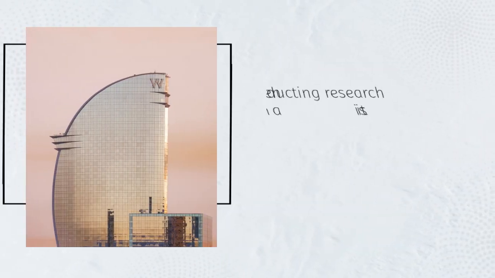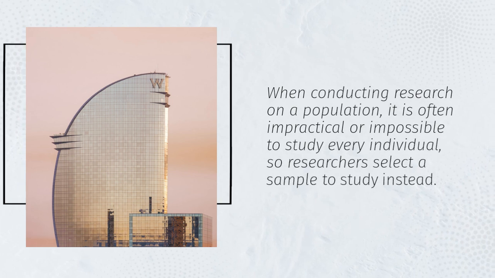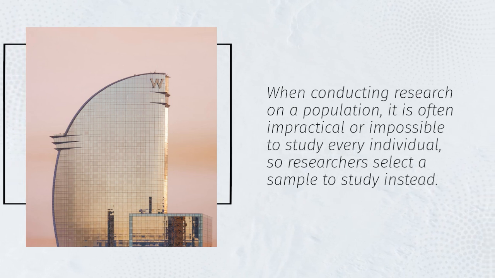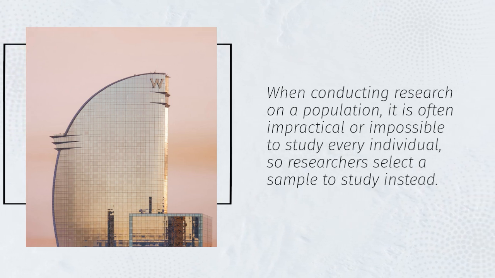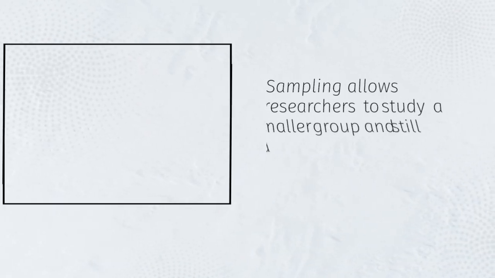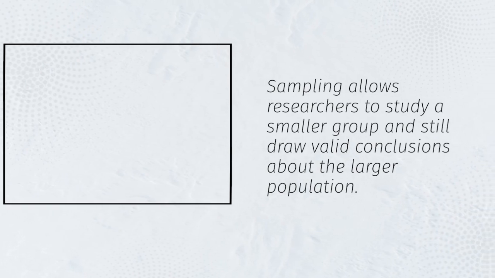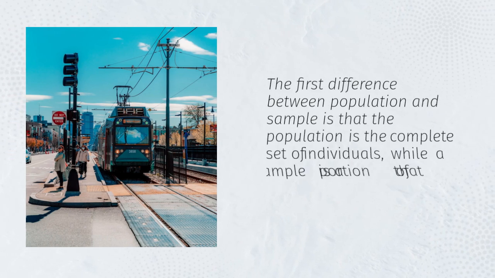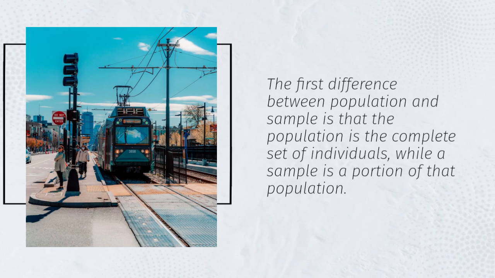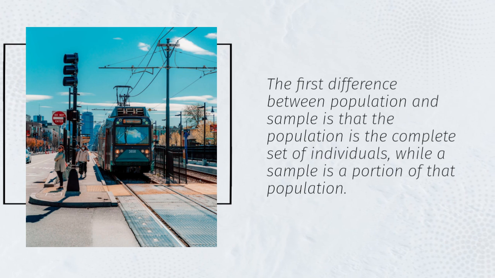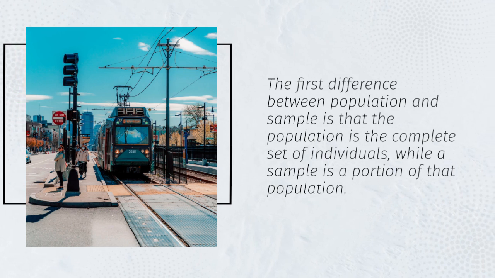When conducting research on a population, it is often impractical or impossible to study every individual, so researchers select a sample to study instead. Sampling allows researchers to study a smaller group and still draw valid conclusions about the larger population. The first difference between population and sample is that the population is the complete set of individuals, while a sample is a portion of that population.